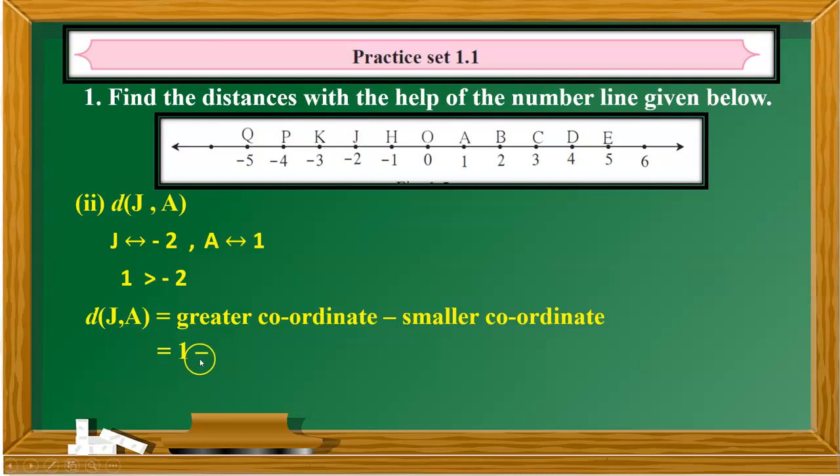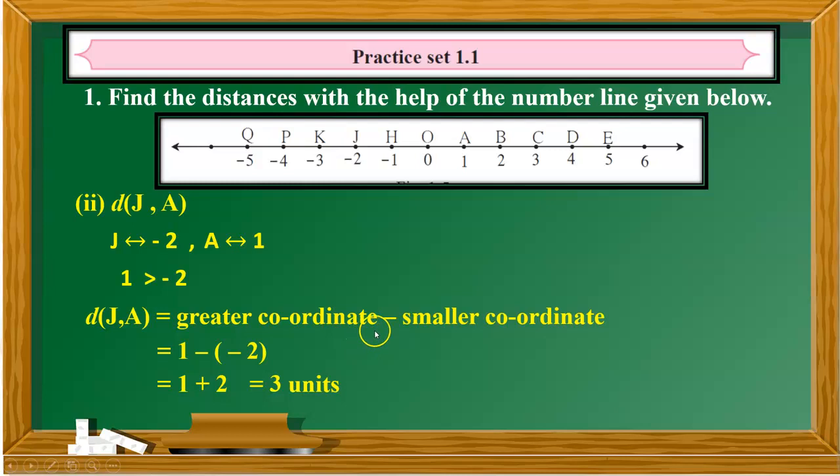We substitute 1 minus of -2. Because there is a minus sign, we have put one more bracket around it so that we do not get confused. Now we know that 1 minus into minus is plus. So 1 plus 2, which is equal to 3 units.